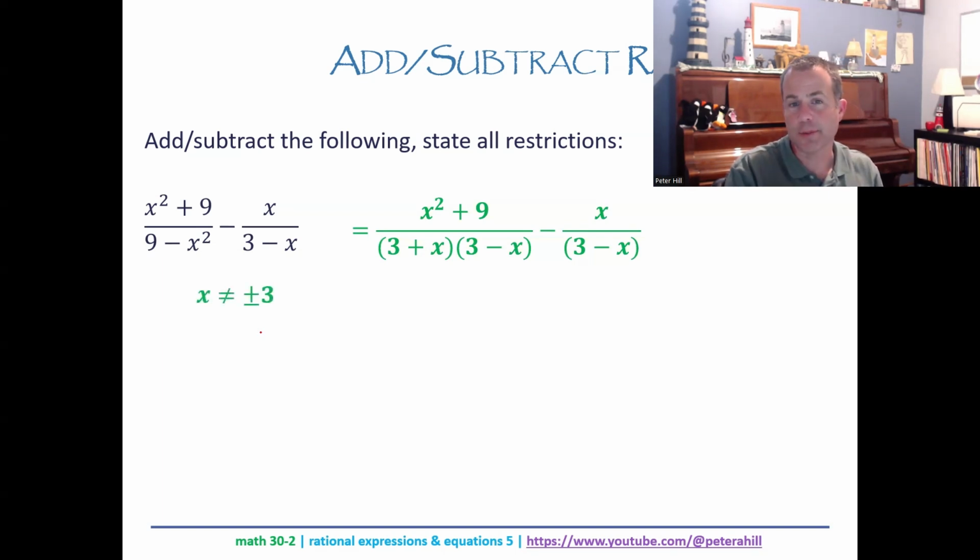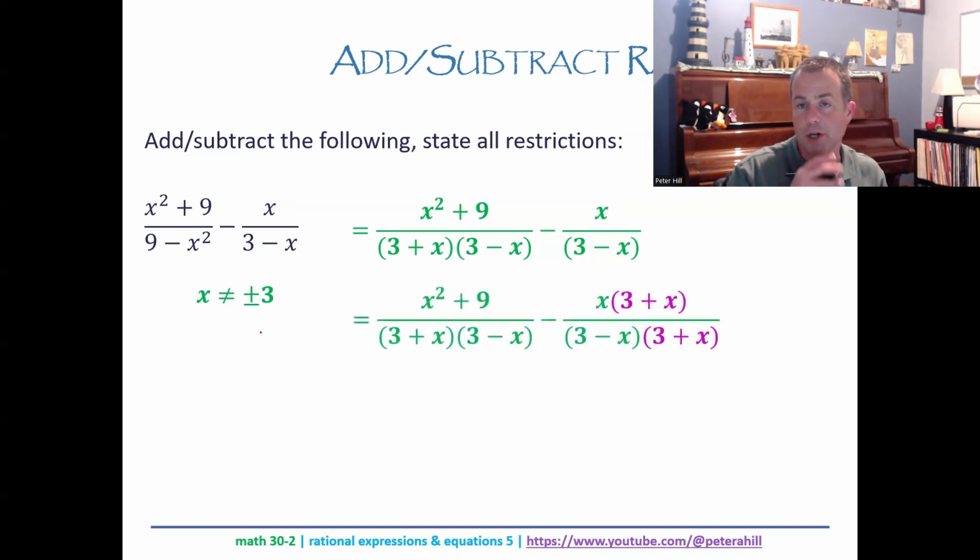And then I need a common denominator. Well, I already have the 3 minus x. So the second fraction needs the 3 plus x. So I'll throw that in on the bottom and on the top. And now I'm ready to just clean things up. So I have my common denominator, 3 plus x, 3 minus x.